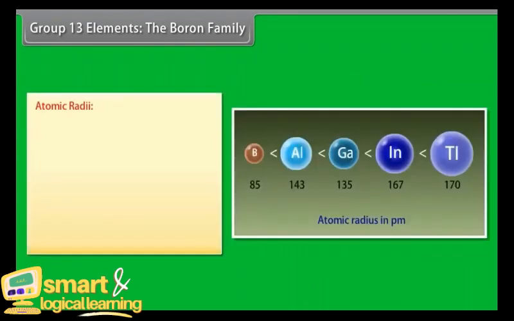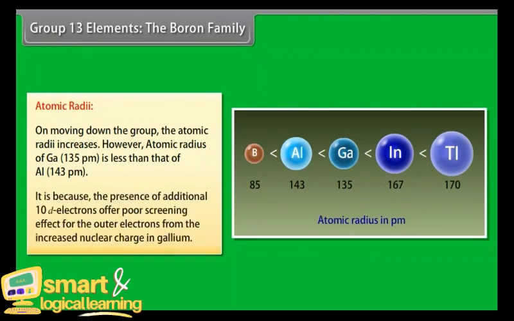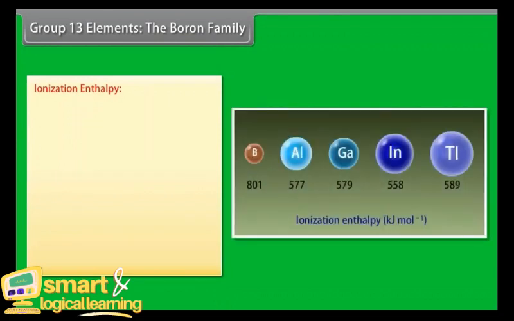Atomic radii. On moving down the group, the atomic radii increase. However, the atomic radius of gallium, 135 picometer, is less than that of aluminium, 143 picometer. It is because the presence of additional 10d electrons offers poor screening effect for the outer electrons from the increased nuclear charge in gallium.